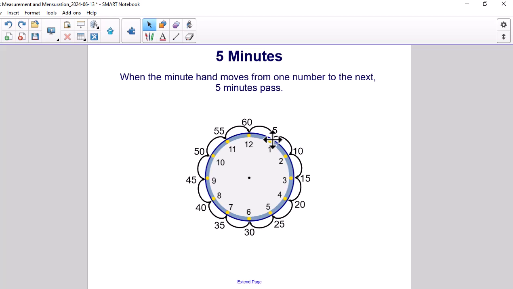When the minute hand moves from the 1 to the 2, it's been a total of 10 minutes. When the minute hand moves from the 2 to the 3, another 5 minutes has passed for a total of 15 minutes. And it continues that way all the way around the clock till we get to going from 11 to 12, that's 60 minutes, or we reset to the next hour.